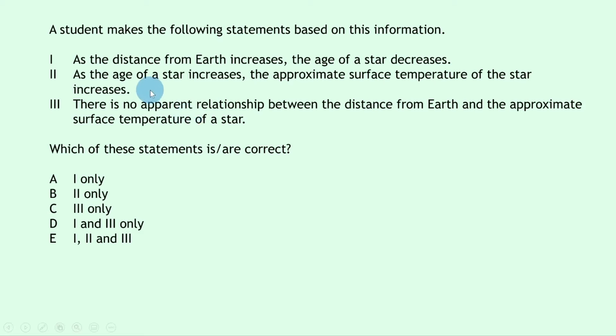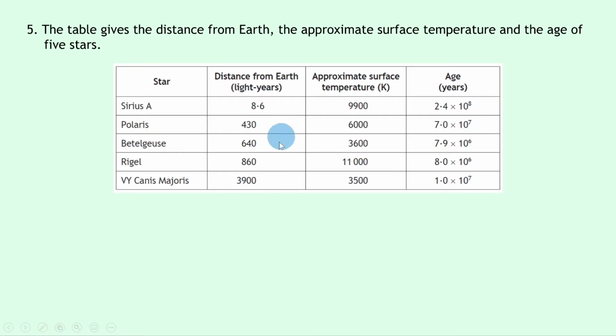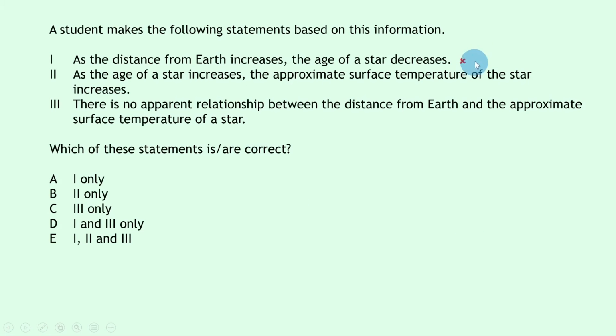So for statement 1, as the distance from Earth increases, the age of a star decreases. So if we look back at the table here, we can see that as the distance from the Earth increases, the age of the star does decrease, but then it increases again. So we can't say that that is true for the first statement. So the first statement must be false.